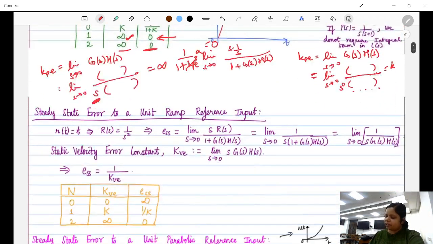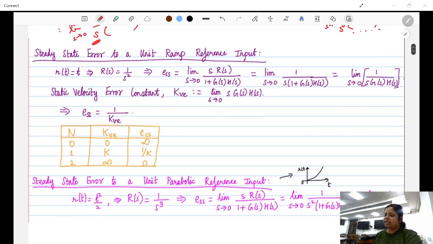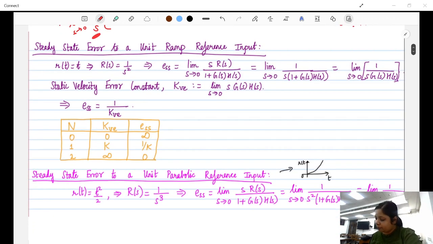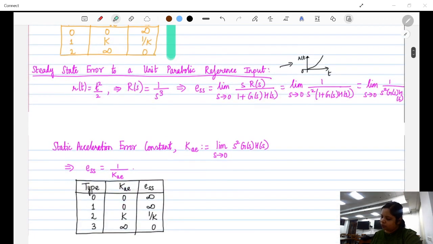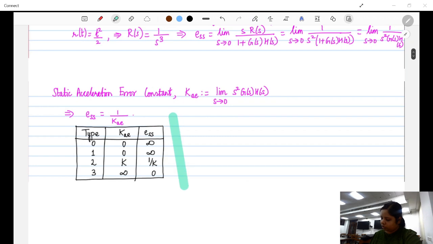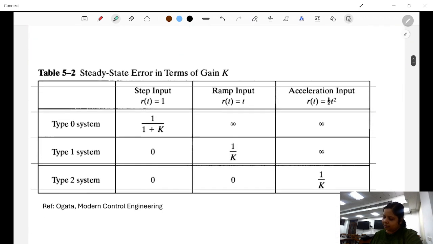Similarly, if you have steady state error to unit ramp input for all the types of system, you can see that you will get this thing. This column would give infinite steady state error for type 0 system, whereas you will have some finite value for type 1 system, and for type 2 system, you'll have 0. Similarly, for parabolic input, you'll have all such things.